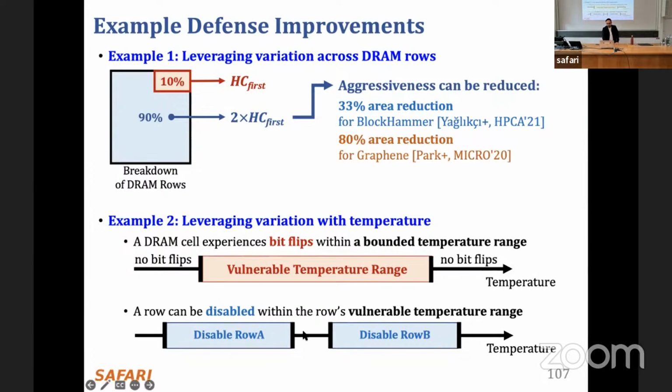And another thing that I mentioned about temperature is that DRAM cells are vulnerable to temperature in a bounded temperature range. As we increase temperature from left to right, there are two bounds, a lower bound and an upper bound. In between, we observe bit flips in a given DRAM cell. But outside of this range, we do not observe bit flips at a particular hammer count for a given DRAM cell. So basically, we can optionally, dynamically retire some rows based on our system's temperature level, for example. So there are these kinds of improvements that we can come up with.